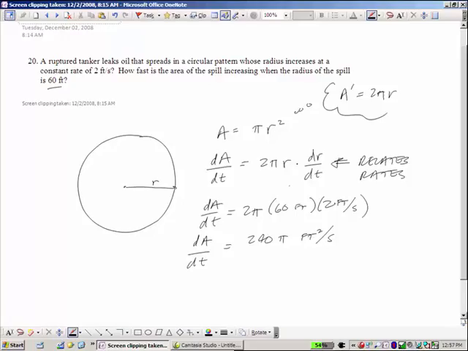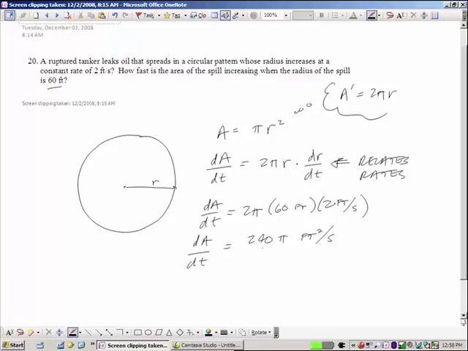Just out of curiosity, what if the radius was bigger in this problem? What if the radius was 100 feet? It would be increasing higher. The area would be bigger. The area would not just be bigger, but it'd be increasing faster. So that's sort of interesting. If you think about a circle, as the radius gets bigger, the area gets much bigger, right?